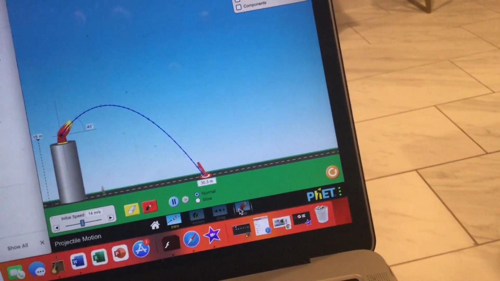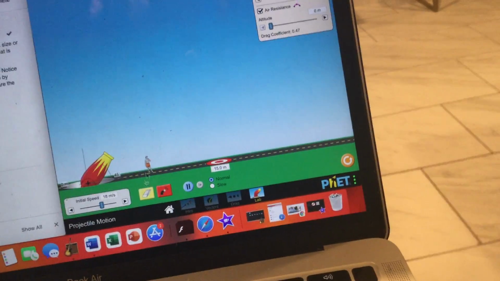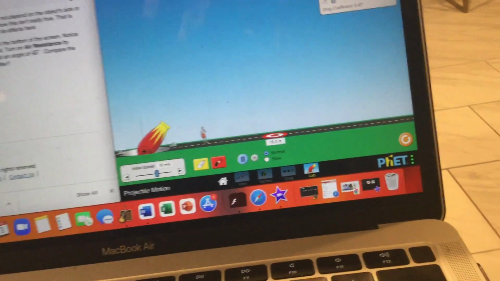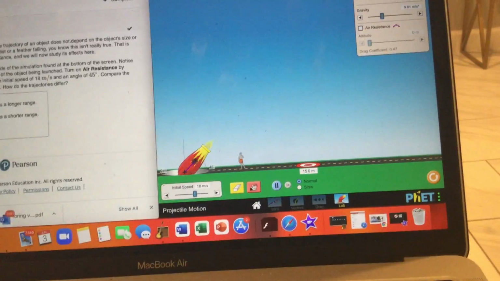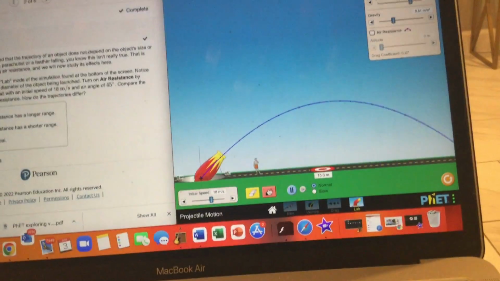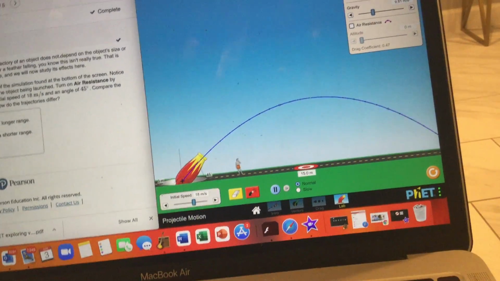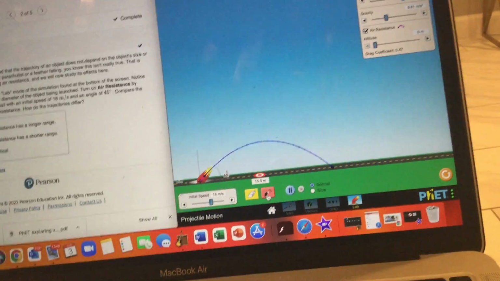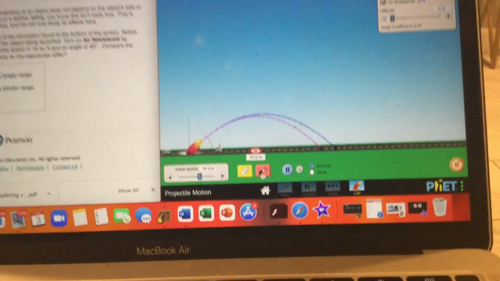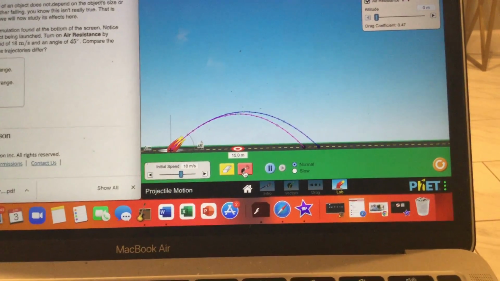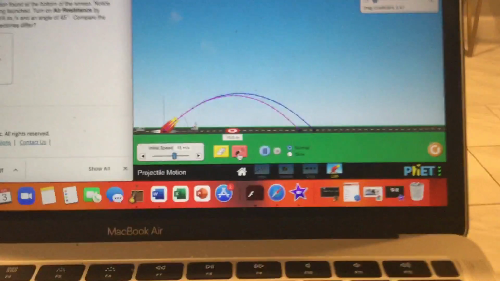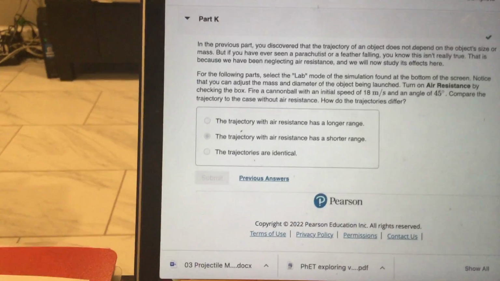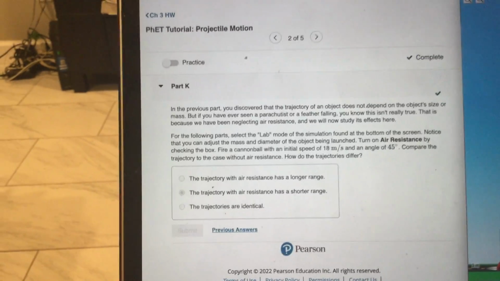Okay, so we'll change this to lab. Mark this off. We'll turn off air resistance for one trial. We'll turn on air resistance. Now we can see with air resistance the trajectory was less and the range was less. That's because of the effects of air resistance. The trajectory with air resistance has a shorter range. Okay, that's the end of part K.